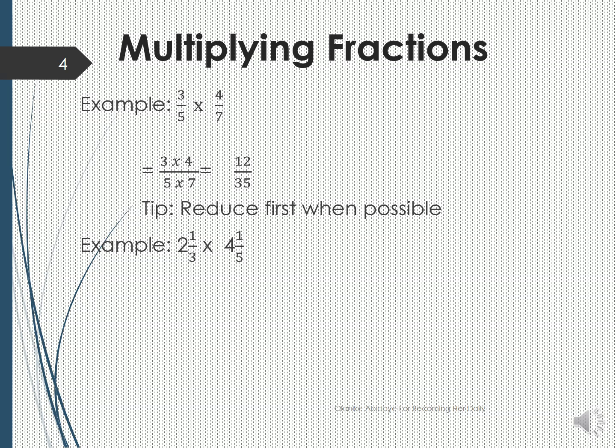So in this case, we change this mixed number to improper fraction. So that means we have 2 times 3, that's 6, plus 1, that will be 7 over 3, times 4 times 5, that's 20, 20 plus 1, that will be 21 over 5. So now we have 7 over 3 times 21 over 5. In this case, we quickly check, is there anything that can divide each other? Yes, 3 can divide 21.